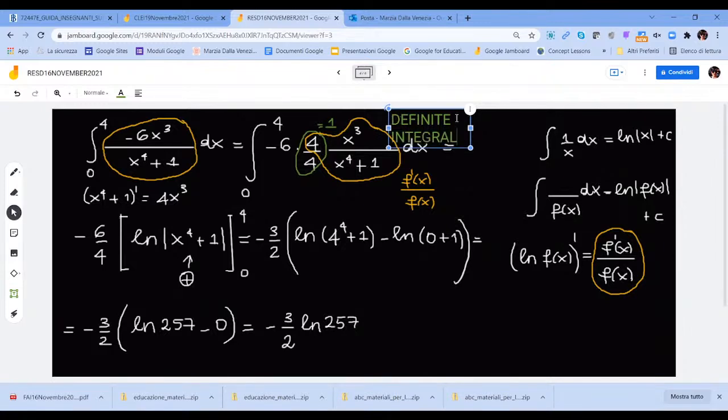Okay, that means that you have to compute the primitive function, and then compute the primitive function at the upper bound, and subtract at the lower bound. Okay.